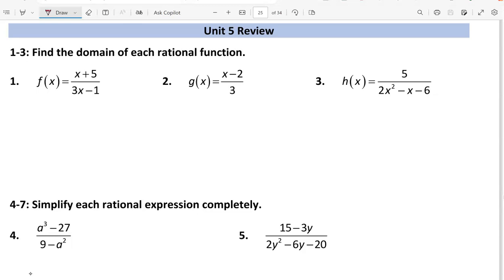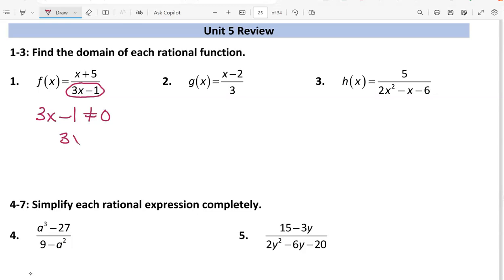And the only thing that we have to be concerned about here is division, because division does not yield a result when we divide by 0. So the number that we are dividing by in the formula for f of x is the denominator. So that means that the denominator may not be equal to 0.